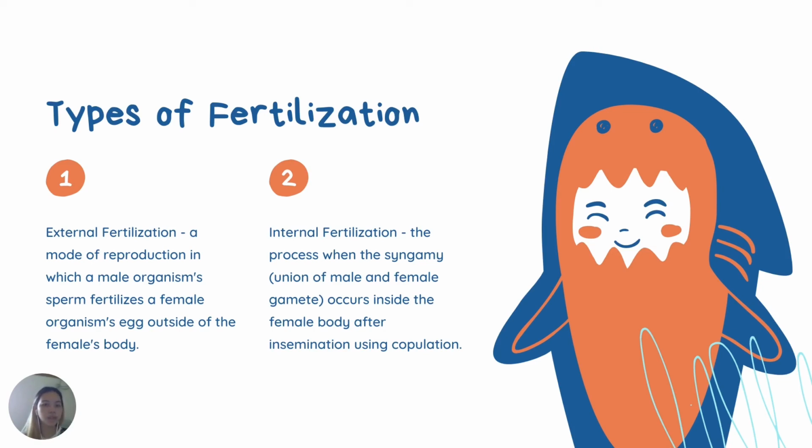However, yung internal fertilization naman, sa loob naman siya ng body ng female. Ito din yung sa humans, sa dogs, sa cats. Kailangan nasa loob yung fertilization mangyari.